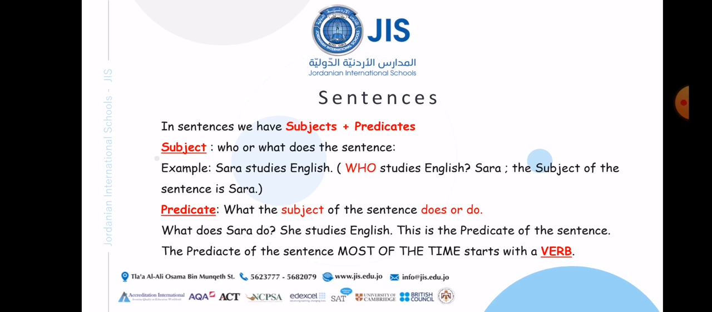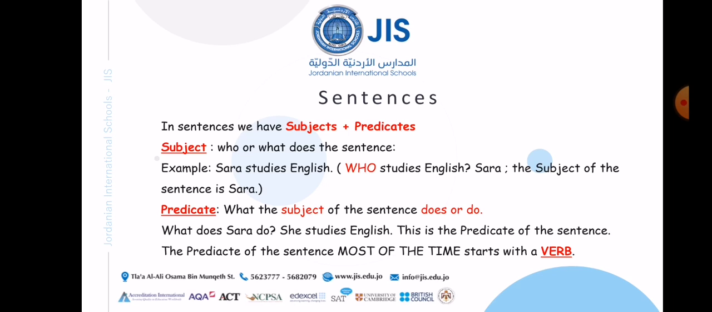For example, if we say Sarah studies English, we should ask ourselves the question, who studies English? Who studies English? Sarah. So the subject of the sentence is Sarah. Well done. Let's see where is the predicate of the sentence. We should change the question that we ask. We say, the predicate is what the subject of the sentence does or do.